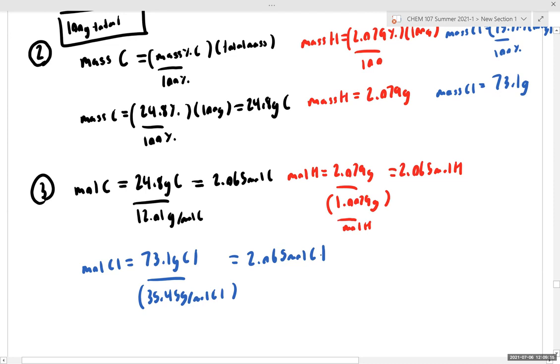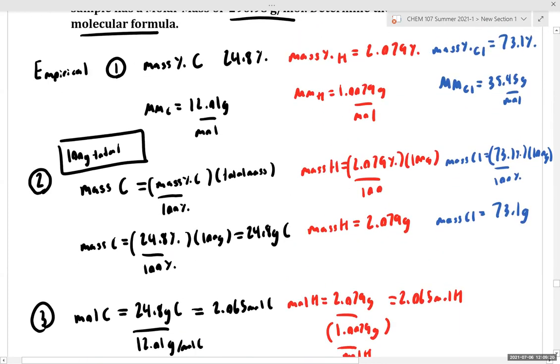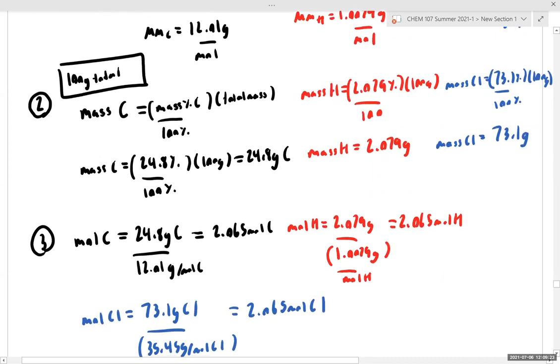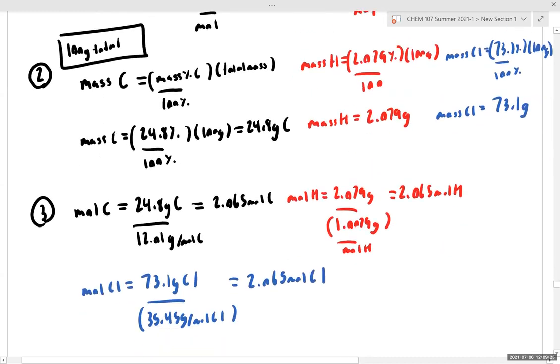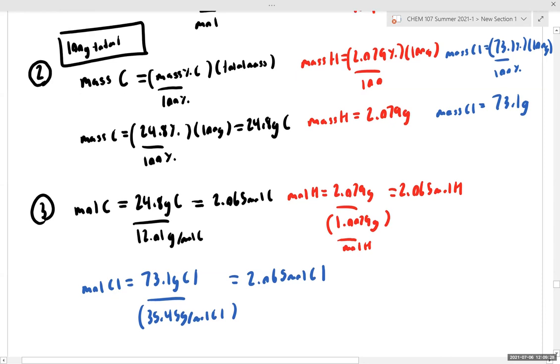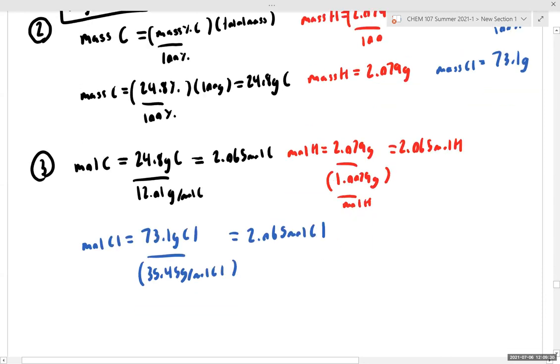Does this process make sense to everyone so far? We identify our mass percentages and molar masses. We calculate the mass of each element, assuming 100 grams total. And then we calculate the moles of each element by using the mass over the molar mass. Does that make sense to everyone? Yes.